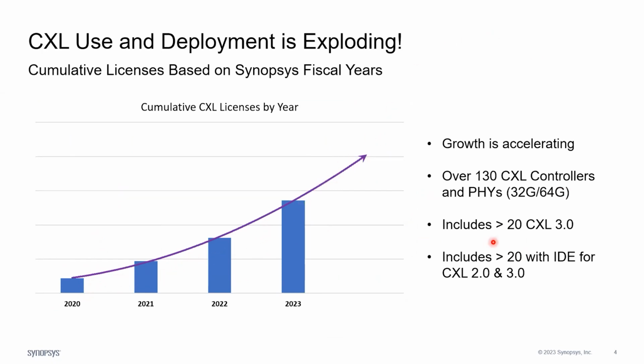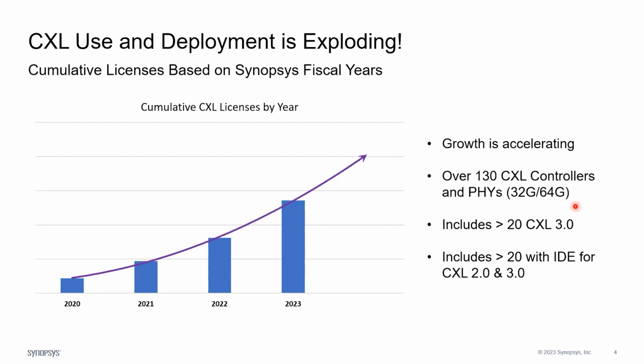Where we are today at Synopsys is we have over 130 CXL controllers and PHYs. What I mean by CXL PHYs, I think people on the call know that CXL uses the PCI Express physical layer, so it's using a 32 gig PHY or 64 gig PHY. But when these are coupled in a solution license, we tend to refer to these as CXL PHYs, even though they're really the same as PCI Express PHYs.